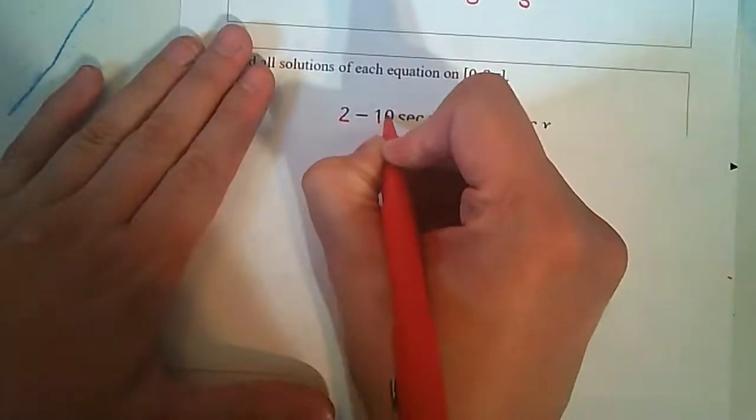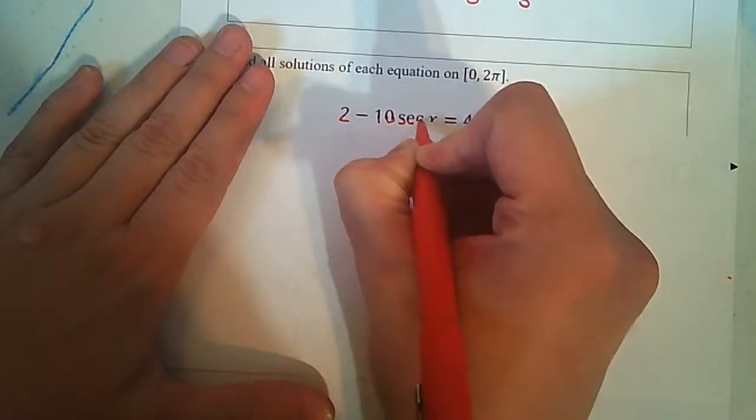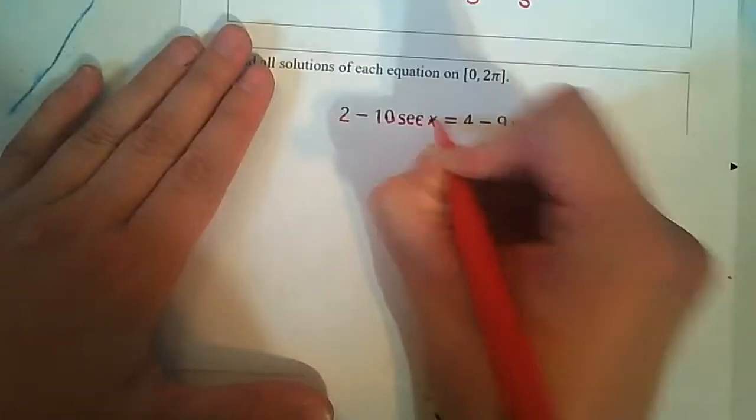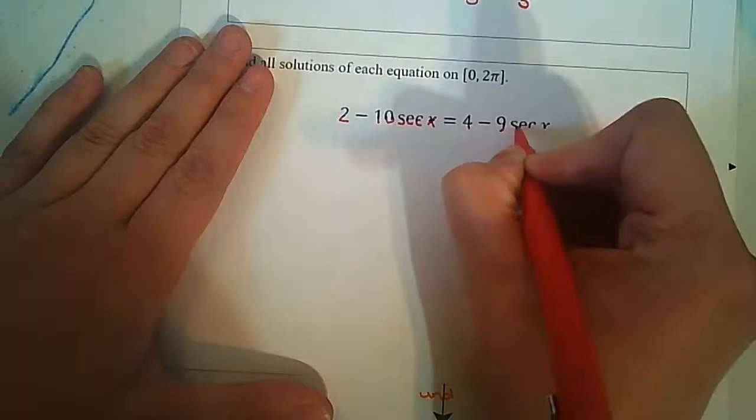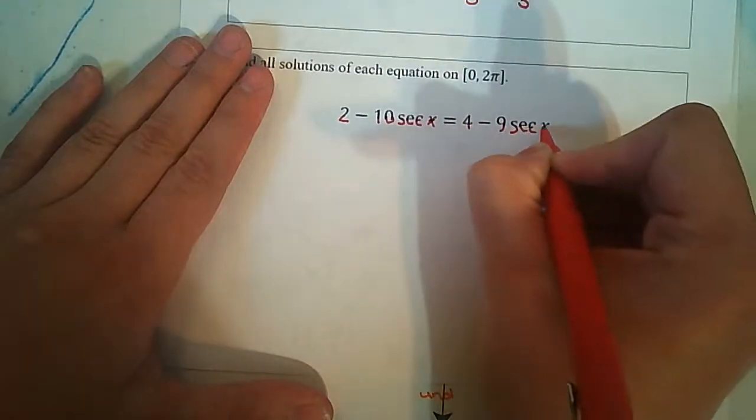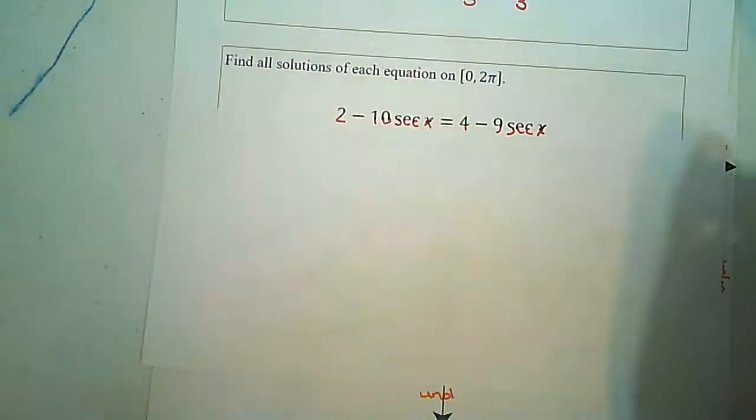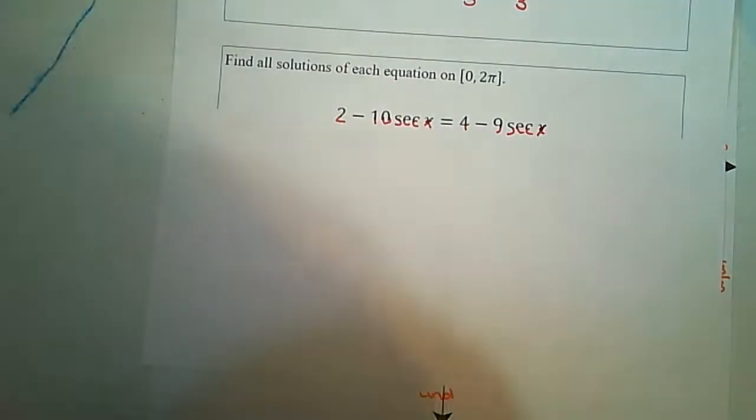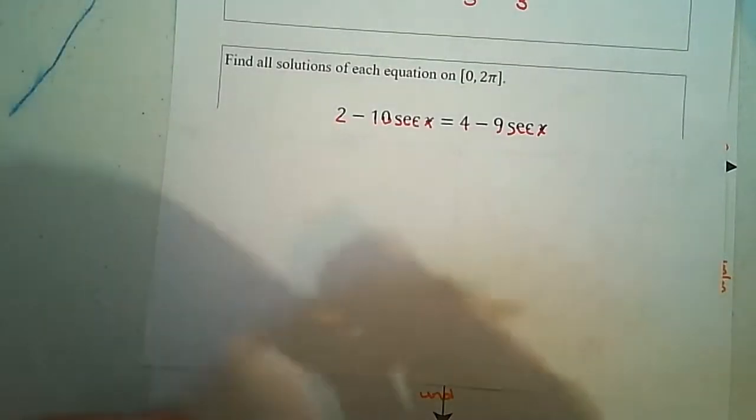All right, let's go ahead and look at another example. Kind of looks like this got cut off when it printed for whatever reason. So we have 2 minus 10 times the secant of x equals 4 minus 9 secant of x.